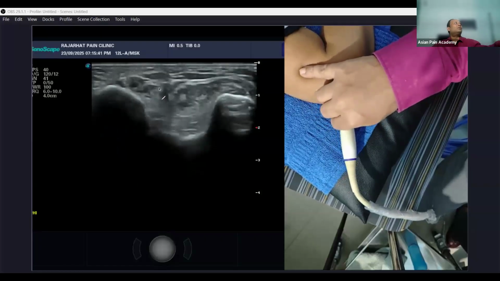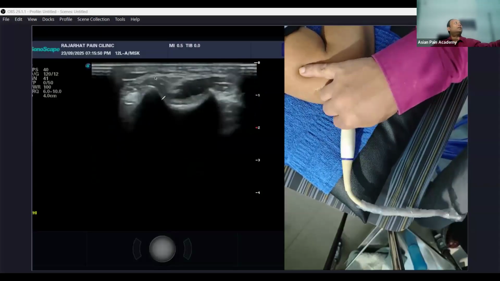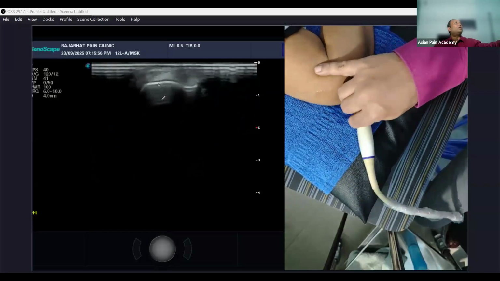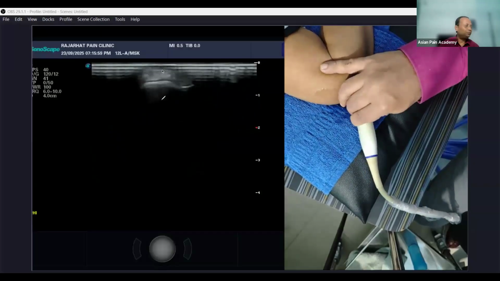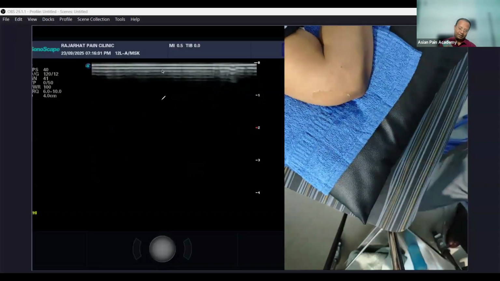And as I am coming down, you will see that this tendon and this tendon are coming together. So now I'm showing you the tendon. This is the tendon and this is over the olecranon. So over the olecranon, you have to see carefully if there is any tear or anything like that.